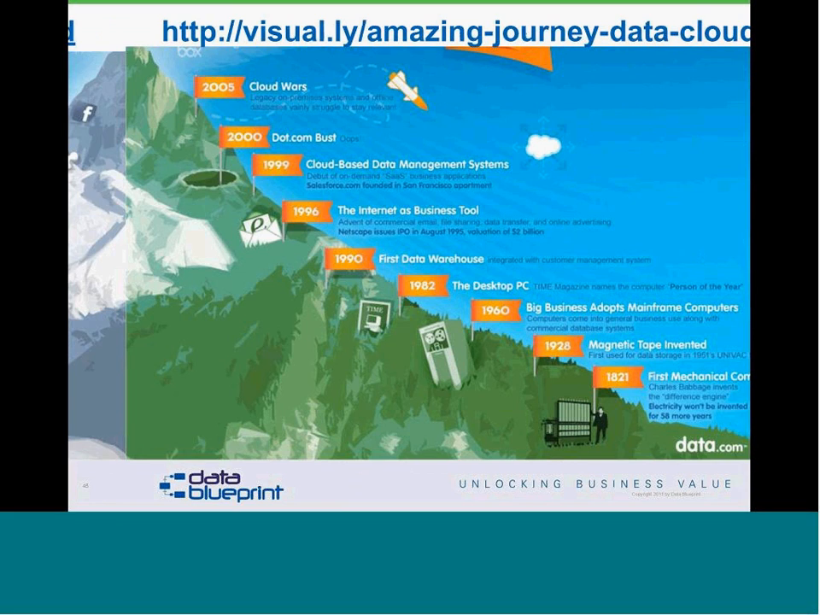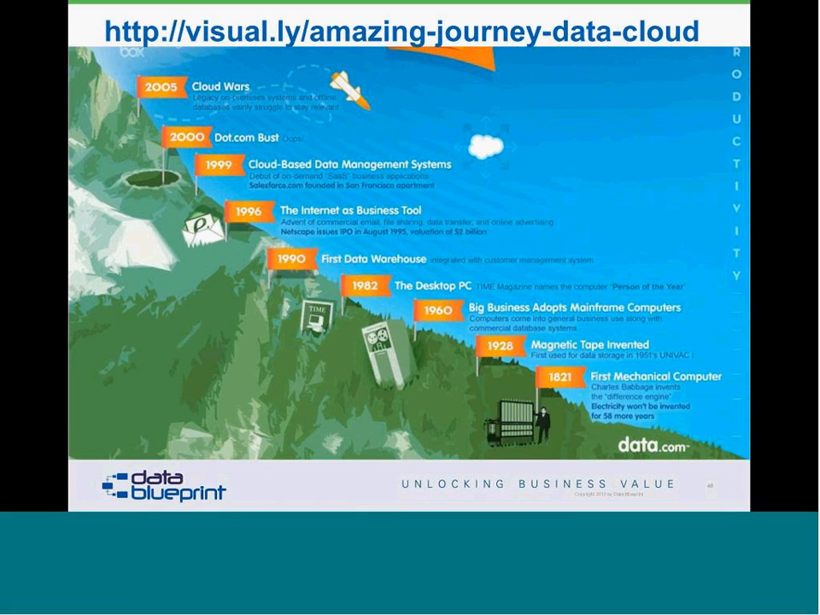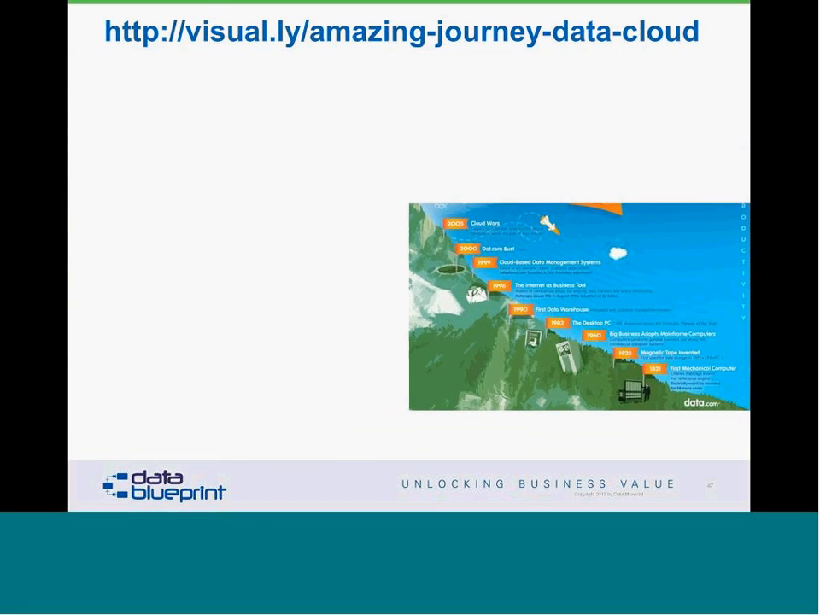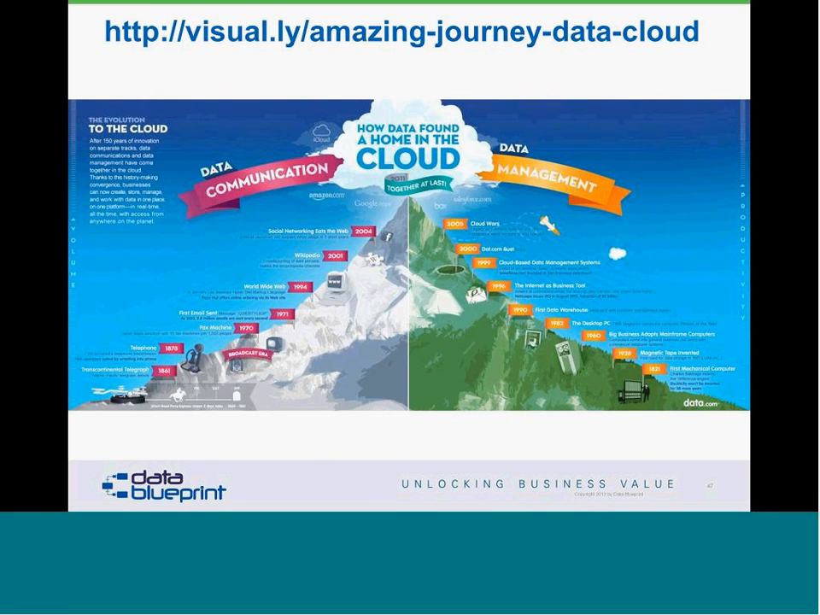And if we look at the other side of that little pyramid, we have the mechanical computer in 1821, magnetic tape, the desktop PC, data warehousing in 1990, and we get to cloud wars and put them together. And we now see that there's a very nice marriage of data communication and data management together with a home in the cloud at last. Now, terrific infographic theory, very useful way of representing these things.